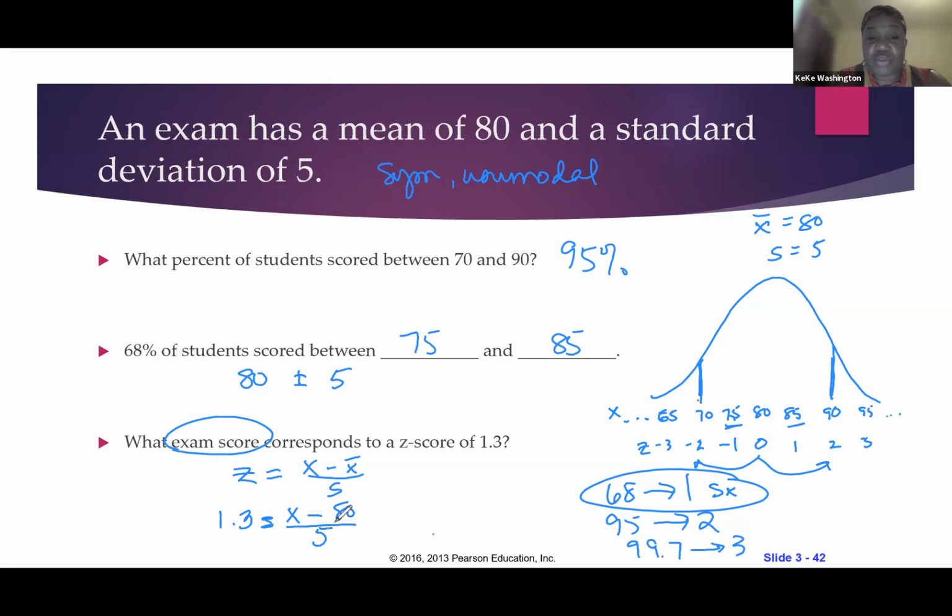So this becomes an algebraic problem. I need some more space, so I'll come over here. The very first step in solving for x is to multiply both sides by 5. You have to clear the fraction. So that gives us 6.5, and the 5s over here cancel. The next step is to add 80 to both sides to get x by itself. So if you had a z-score of 1.3, you scored an 86.5. All right.